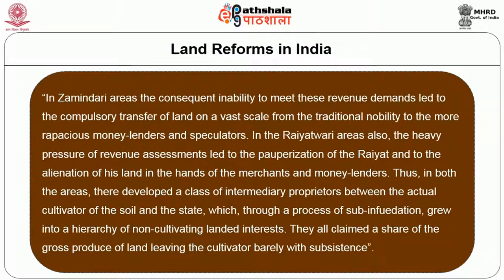In raitwari areas also, the heavy pressure of revenue assessment led to pauperization of the raiyat and to the alienation of his land in the hands of the merchant and money lenders. Thus, in both areas, there developed a class of intermediary proprietors between the actual cultivator of the soil and the state, which through a process of sub-infeudation grew into a hierarchy of non-cultivating landed interests. They all claimed a share of the gross produce of land, leaving the cultivator barely with subsistence.